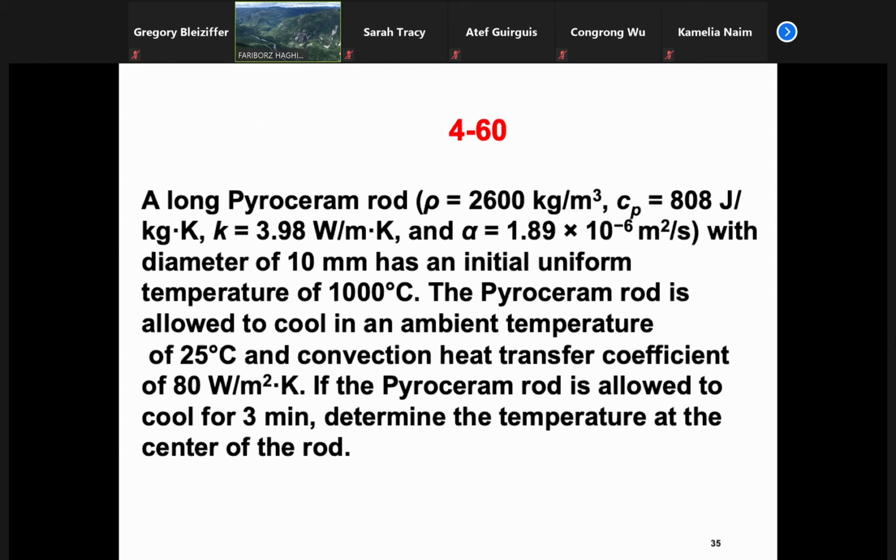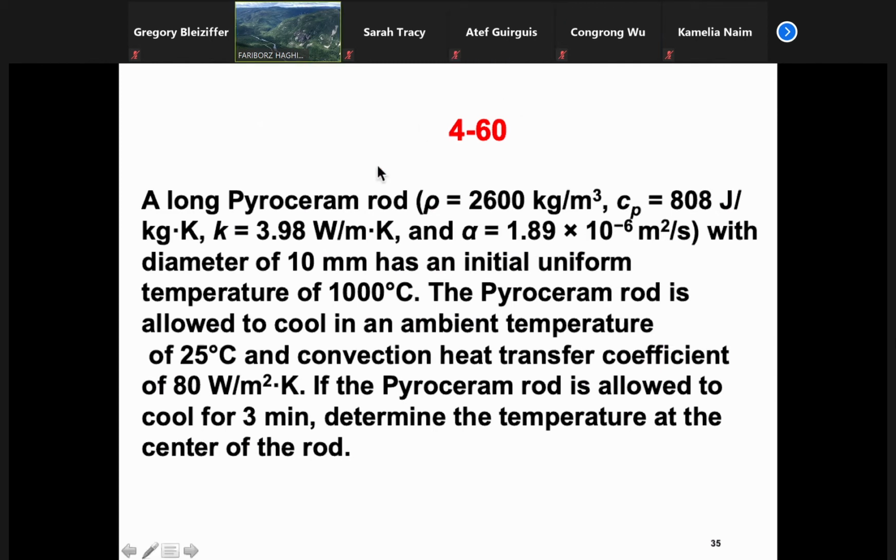Therefore, we have a rod, okay, that's a cylinder. Density is given, Cp is given, k is given, and alpha is given to you. The diameter is 10 millimeter, and the rod is long. Why did I say long? What does long represent? When I say long, what does that mean? The heat is going in one direction. Absolutely, sir. Therefore, the heat transfer is only in the r direction.